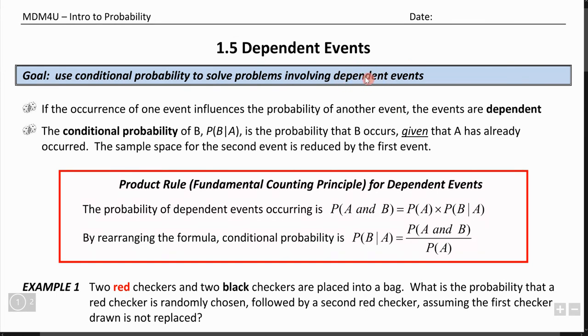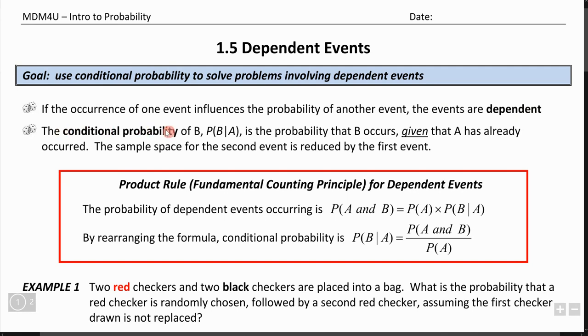Now, remember from the last lesson, independent events are two different kinds of events that don't affect each other. The probability of one thing doesn't affect the other thing. For example, rolling a dice doesn't affect the probability of flipping a heads or tail on a coin. But dependent events, well, if the occurrence of one event influences the probability of another event, then we say the events are dependent. Okay, so we define this new thing, a conditional probability.